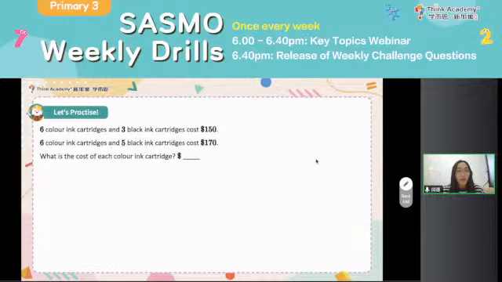So for the first one, I will show you 6 color ink cartridges and 3 black cartridges cost $150. And for the second one, it is 6 color plus 5 black cost $170. So what is the cost of each color ink cartridge? Think about it. How can we translate these two sentences into numbers and equations?